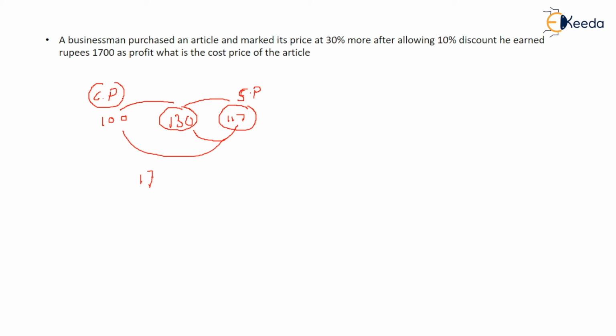To make this 17 into 1700, you have to multiply it by 100. Similarly, you have to multiply the cost price and selling price also by 100. So you will get the cost price of the article. What does it come out to be? It comes out to be 10,000 rupees. 10,000 rupees is the cost price of the article.